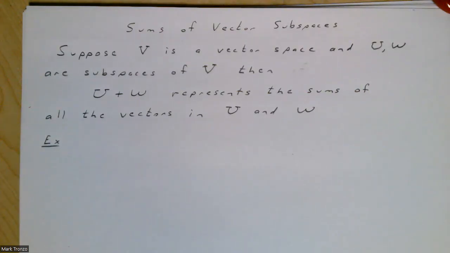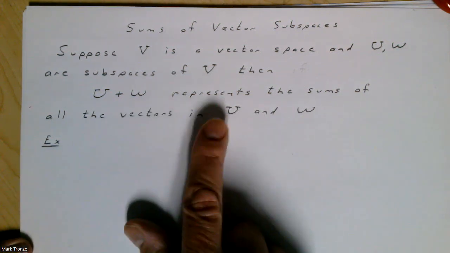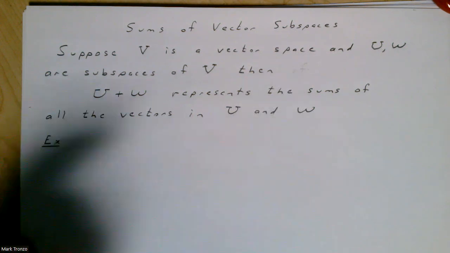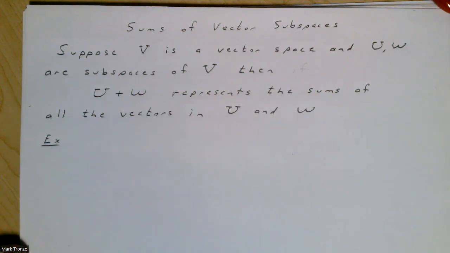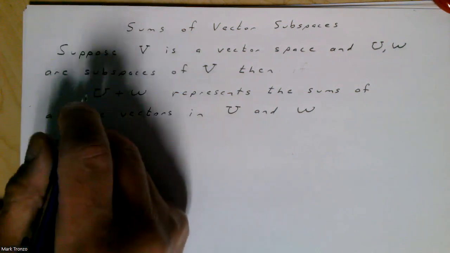In this video, we're going to look at sums of vector subspaces. Suppose that V is a vector space and U and W are subspaces of V. Then U plus W represents a sum of all the vectors in U and W. Now, this is not a union, but it's kind of like adding together all the vectors in U and W. So let's take an example.